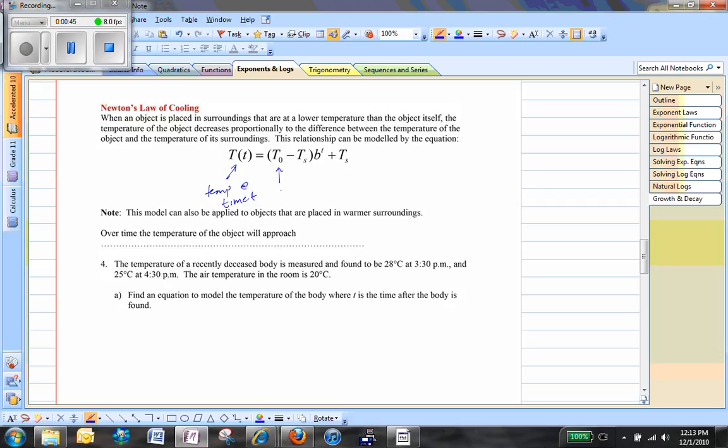T naught is the initial temperature at the beginning. Ts is the temperature of the surroundings. Now, over time, the temperature of the object, like I said, will approach the temperature of the surroundings, aka it's a horizontal asymptote.